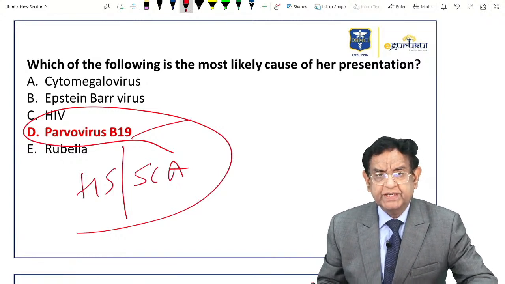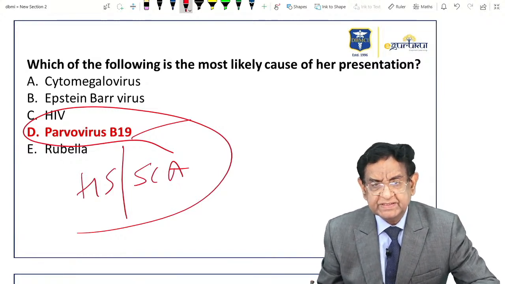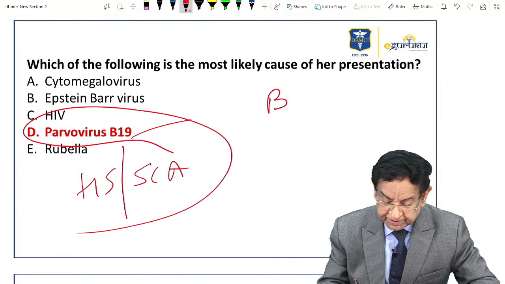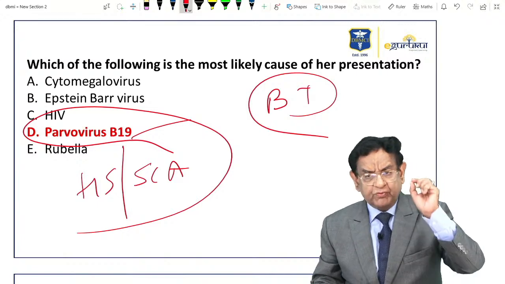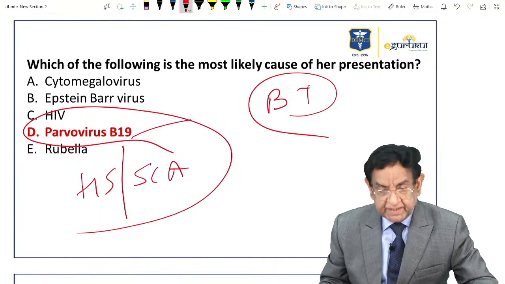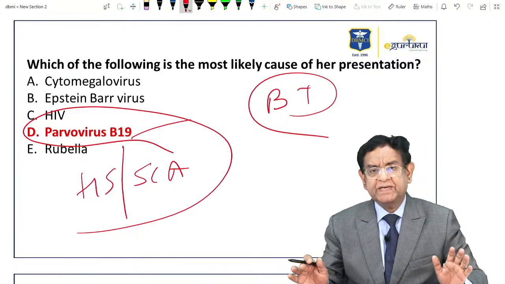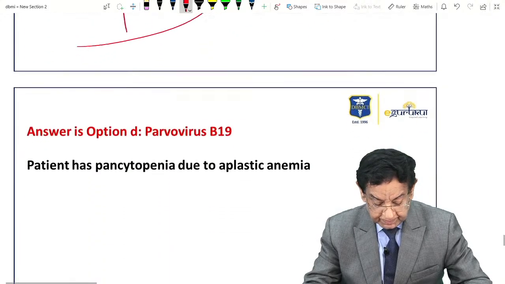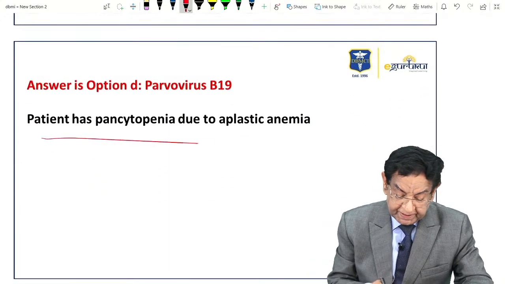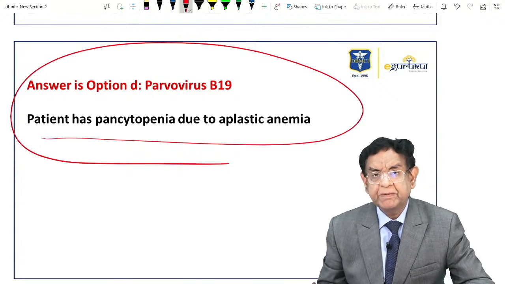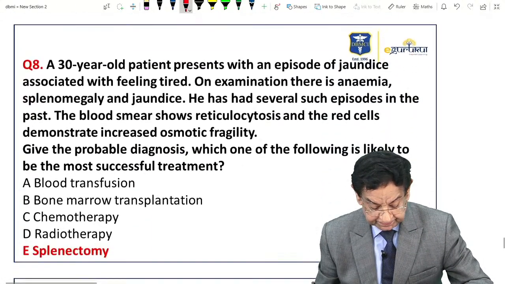It's a notorious virus. When this problem occurs, the patient is severely anemic and needs blood transfusion. This is one indication in hereditary spherocytosis where the patient may need blood transfusion. Normally, blood transfusion is usually not needed. So, the patient has pancytopenia due to aplastic anemia caused by parvovirus infection.